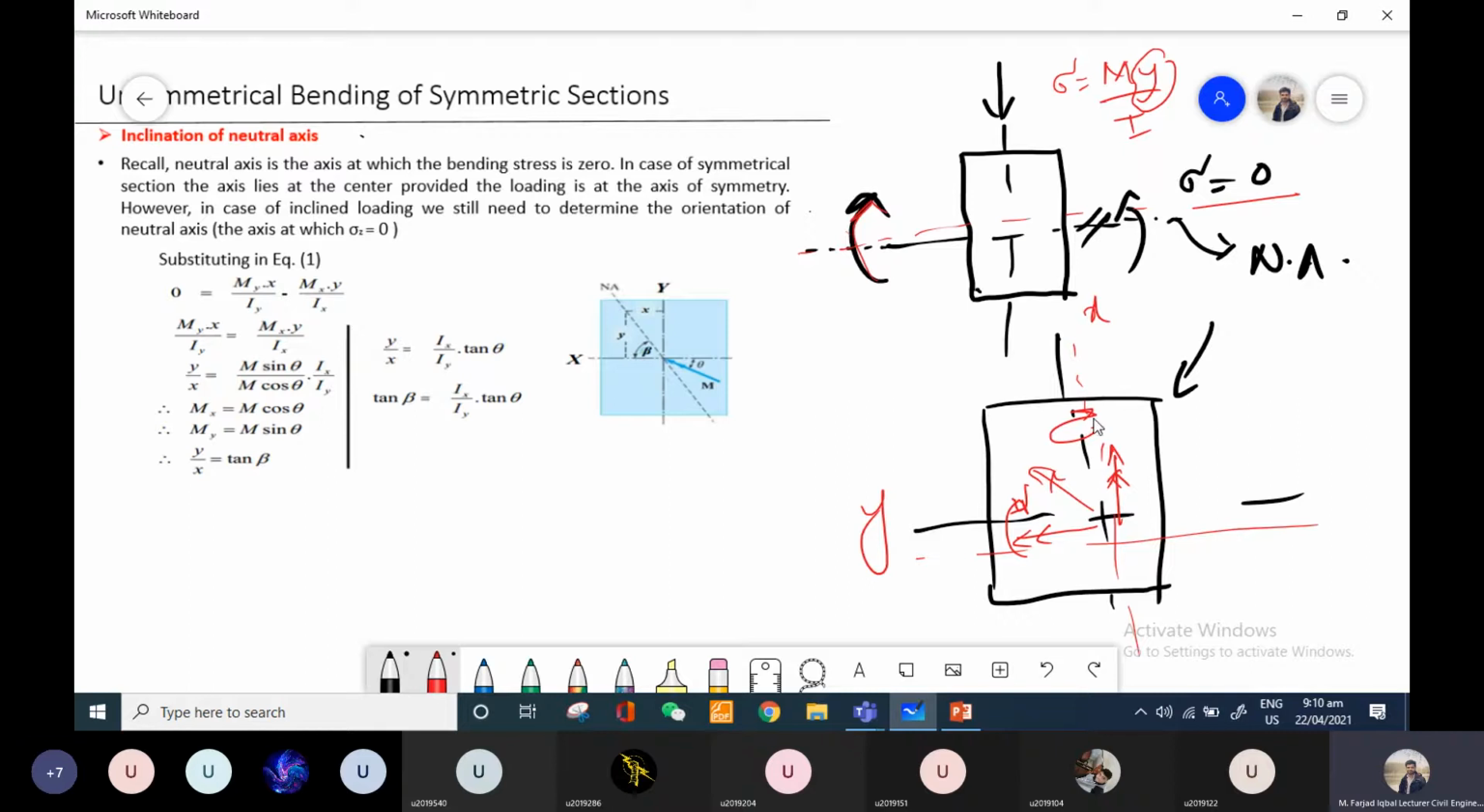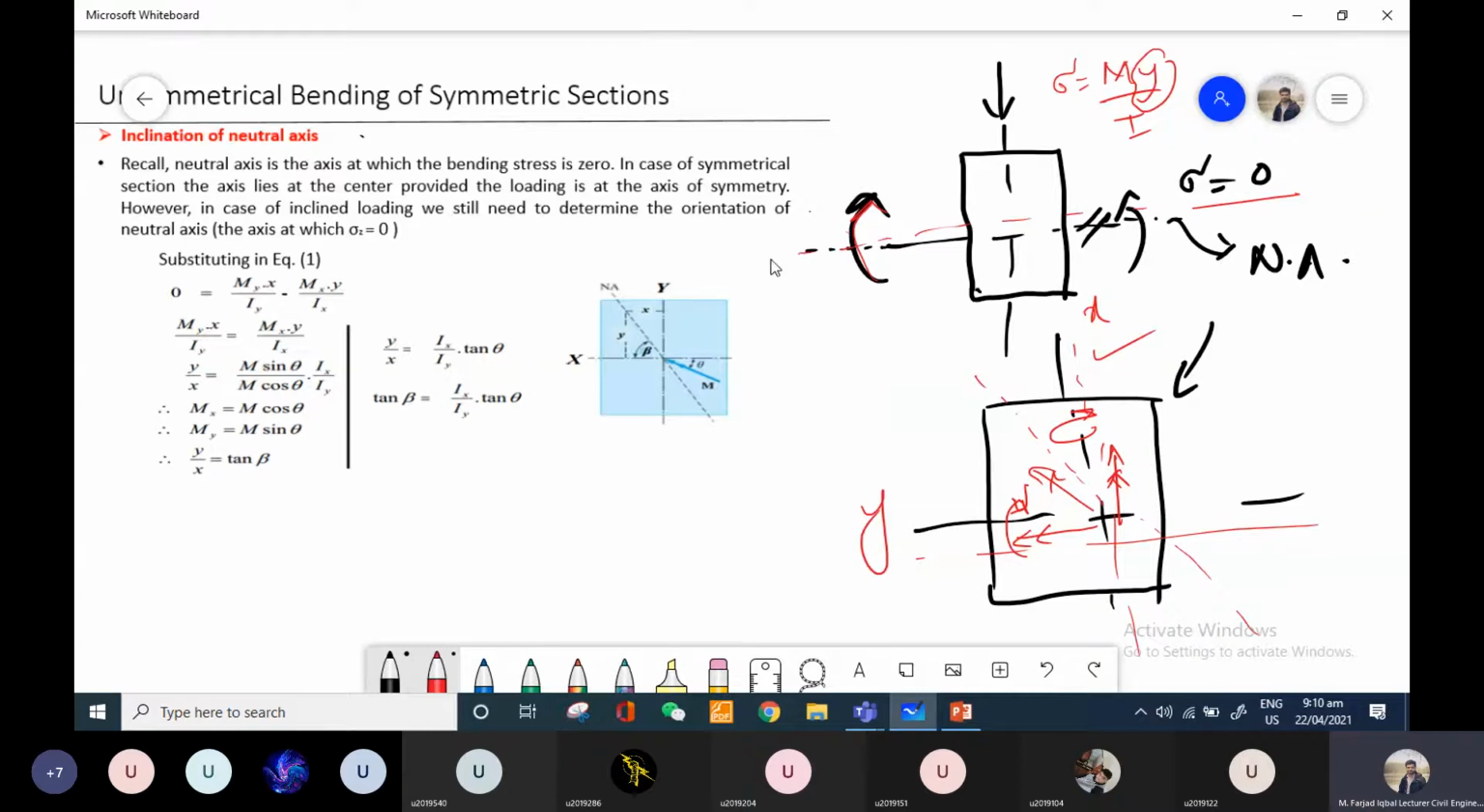So can anyone give me an idea where the neutral axis will be in this case when unsymmetrical bending is taking place? Sir, it will probably be inclined. So there will be an inclined plane, right, on which the stresses will be zero. Now how will we find that inclined plane?